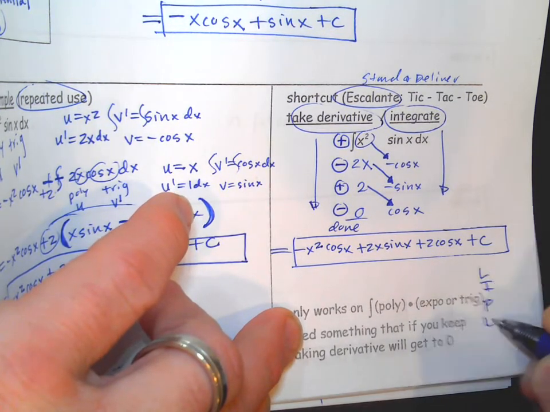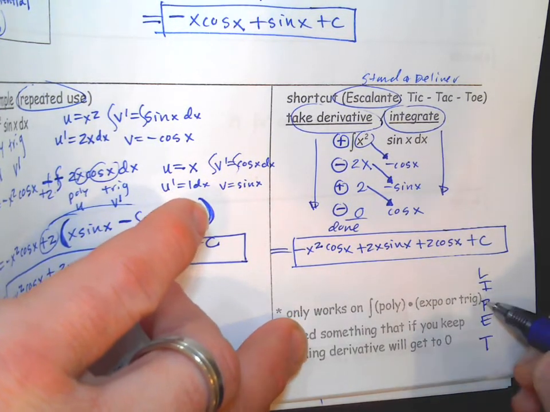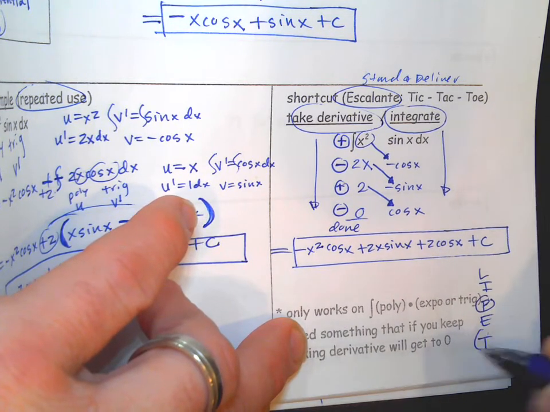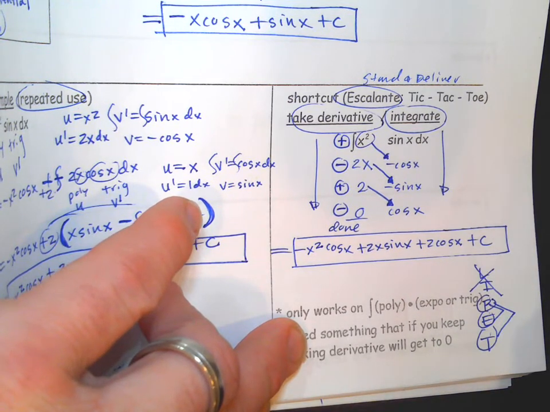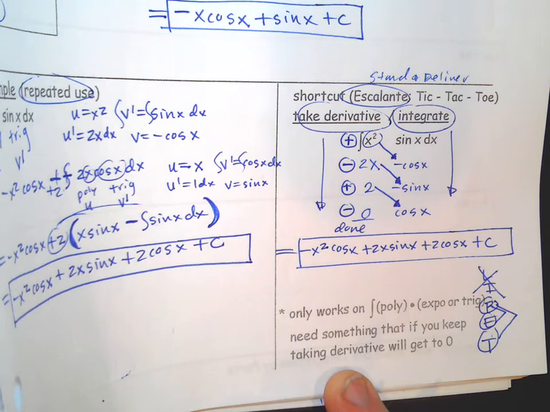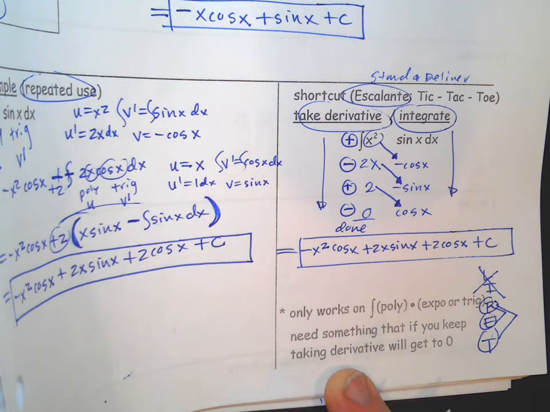So LIPET, it only works for poly-trig or poly-expo. Okay, nothing with logs or inverse trig. It's got to be poly-expo or poly-trig. That's the only place it works. So you've got to have a polynomial that you take the derivative of and it eventually goes to 0, right? If it doesn't, then this doesn't even make sense. Okay, this is a cool trick that is especially helpful on repeated use, but also helpful on even single-use ones. It's faster than just having to do the normal thing.